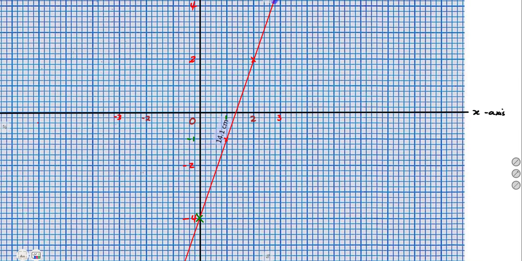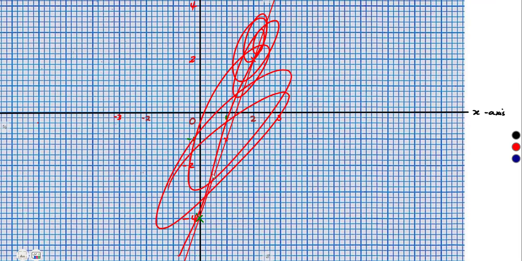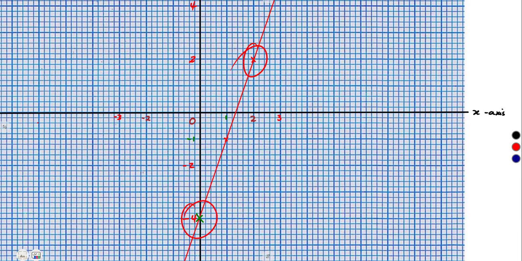So that straight line must just exceed those points. Just draw something that is passing through the points that you're given, this point and this point. It must pass through, all right, like that. So that is how you can have a straight line using your table of values method.